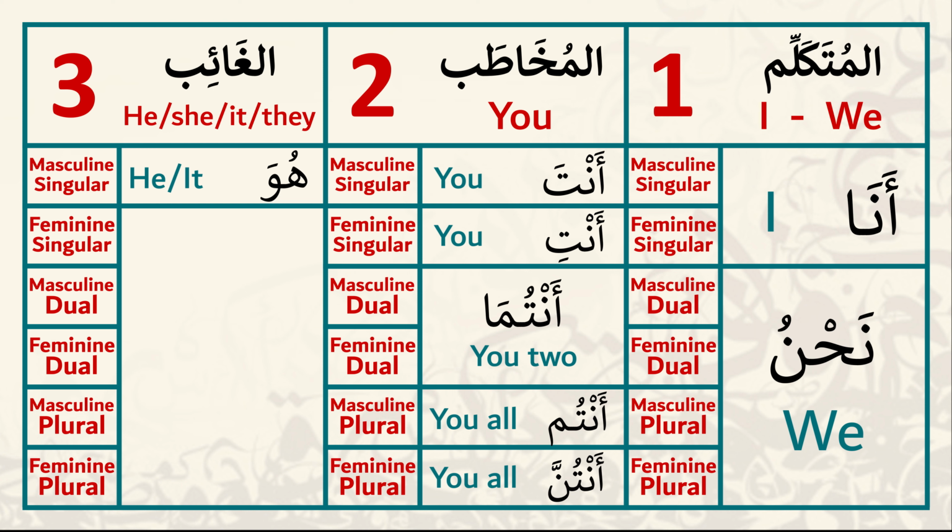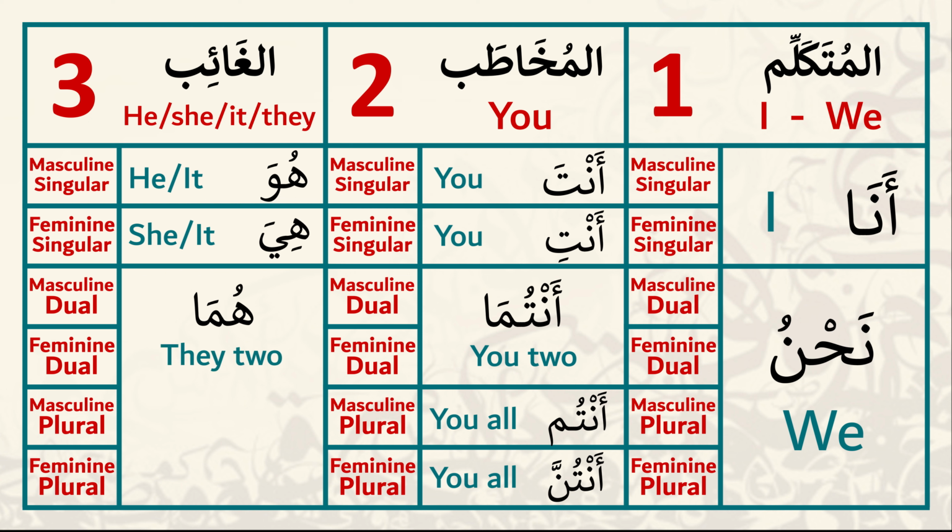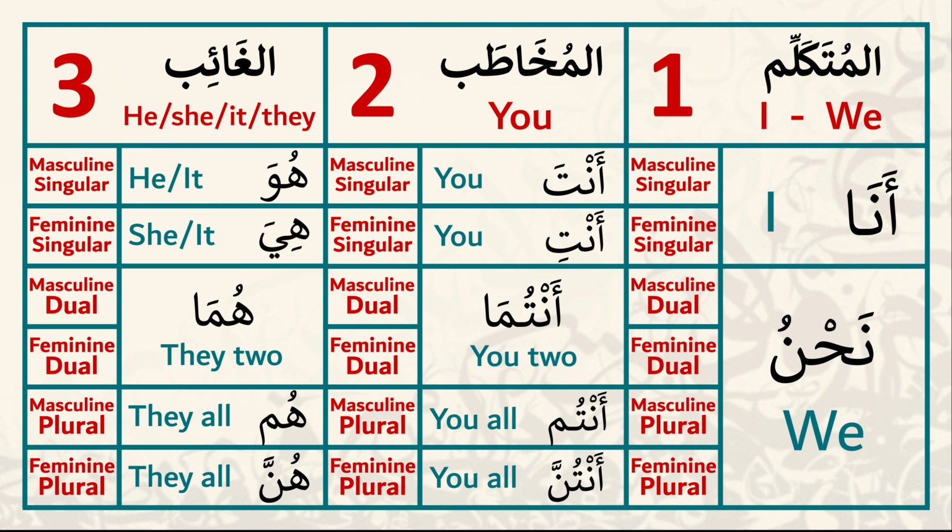Second, هي means she or it, the same as هو. The next one is هما, means they two, and it is used also for both duals, masculine or feminine. Then هم means they all, for masculine plural. And lastly, هن means they all, for feminine plural.